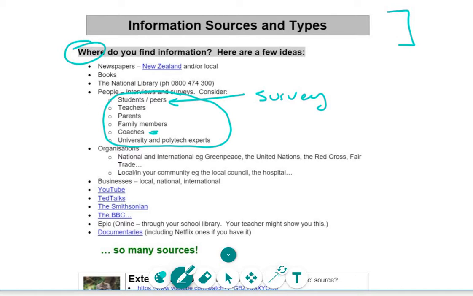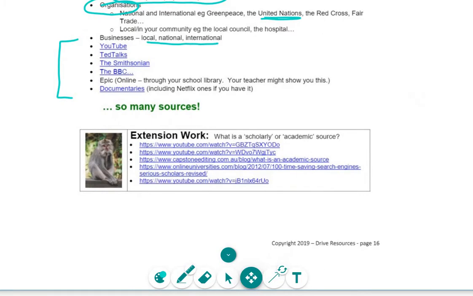I had a student a couple of years ago that was emailing a university lecturer back and forth, and that was a great buzz. So that was a really neat way of getting his information. Don't forget things like organisations. Within your community or New Zealand or even the world, why not contact the UN? Businesses, local, national, international, and then of course you've got all your things online as well. There are so many sources, it's ridiculous. You've actually got the whole world available to you now with the internet.